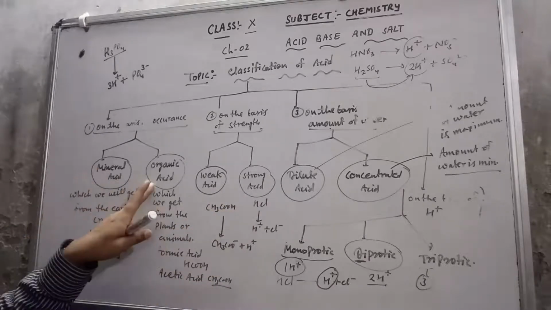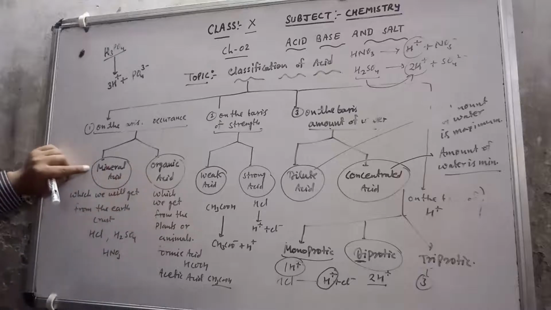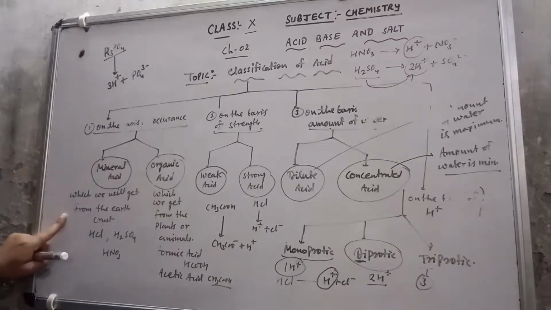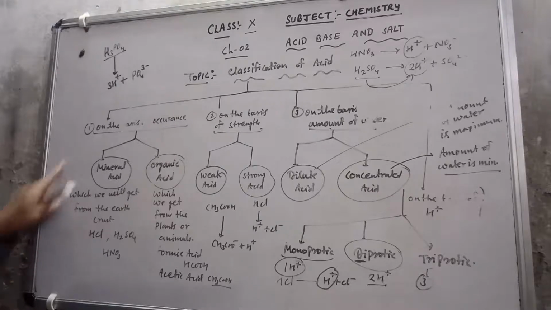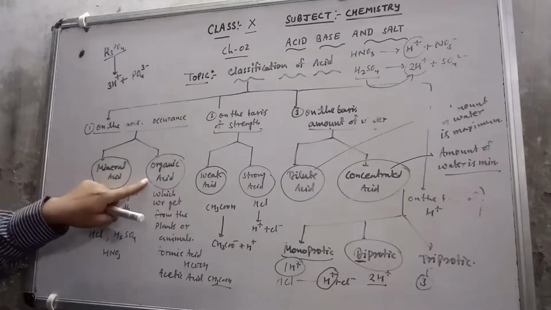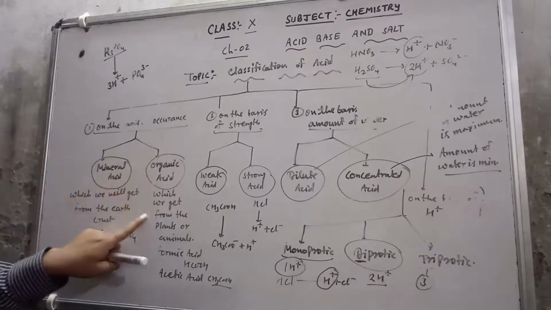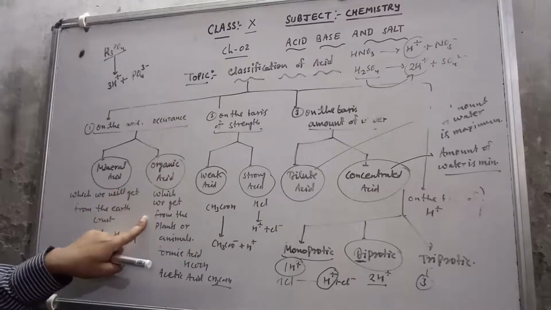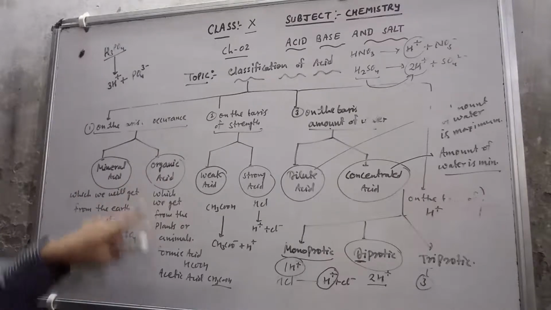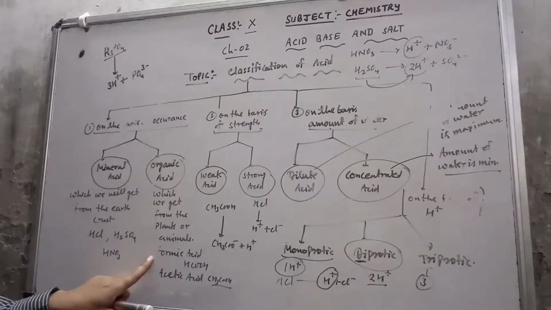Same for mineral and organic acid. Mineral acid meaning the acid which we get from the earth crust or from the minerals, they are called mineral acids. And the organic acids meaning the acid which we get from the plants or animals. The example I have given you here, formic acid. When an ant bites us, it releases the formic acid in our body. Same acetic acid, that is CH3COOH. This is an organic acid.